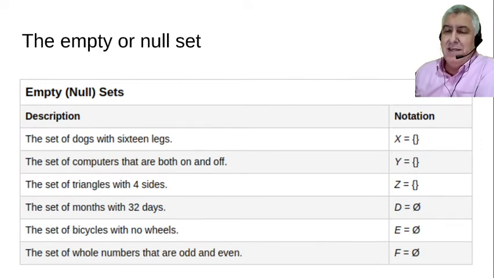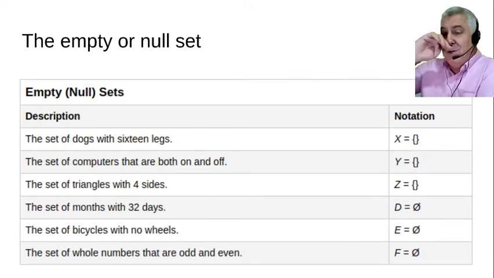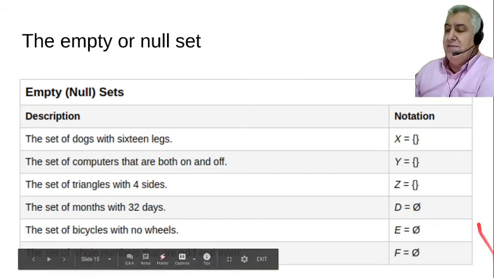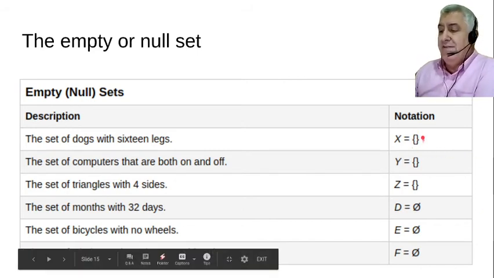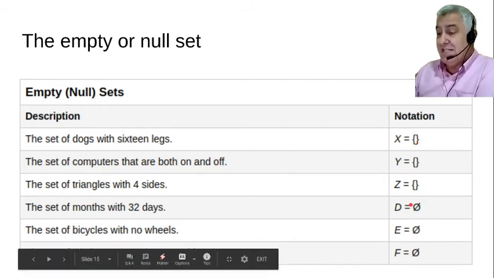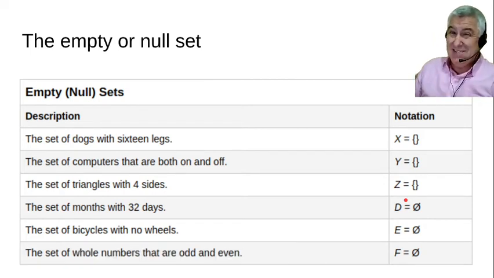And then the third kind of set we have is the empty or null set, and you can call it either. You can call it the empty set, or you can call it the null set. And we have two ways to denote that. We can either have empty braces here, open and close with nothing in the middle, or we can have this thing that kind of looks like a 0, but it's not a 0.